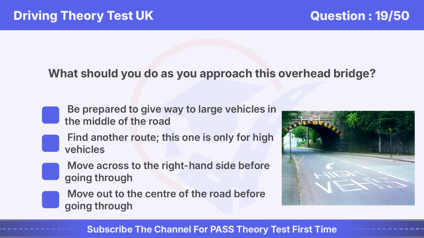Question 19. What should you do as you approach this overhead bridge? Option A. Be prepared to give way to large vehicles in the middle of the road. B. Find another route. This one is only for high vehicles. C. Move across to the right-hand side before going through. D. Move out to the center of the road before going through.